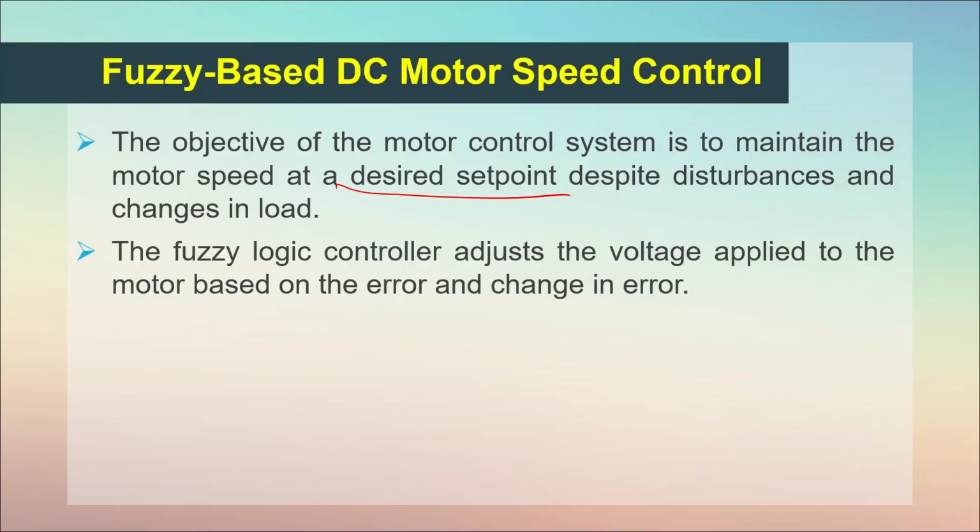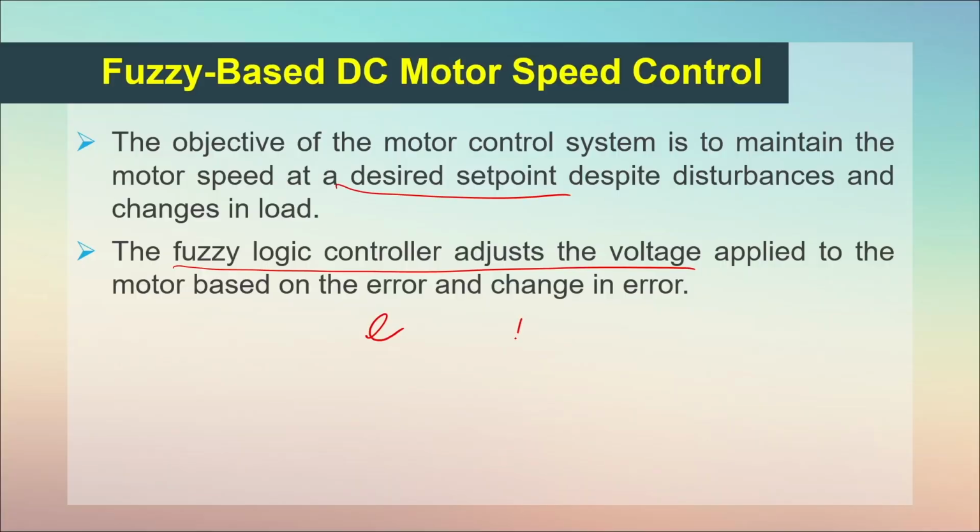So the duty of the fuzzy logic controller here is to adjust the voltage. That voltage level should sit between the error and the change in error. So error as well as the change in error, and accordingly the voltage should be set between them. The fuzzy logic controller has the error and it also has the change in error. So between the error and the change in error, the voltage has to be adjusted, and this duty is performed by the fuzzy logic controller.